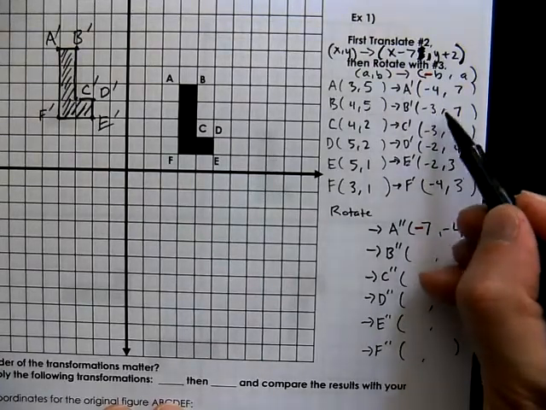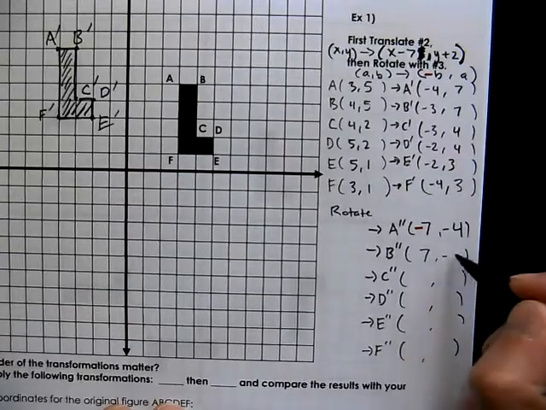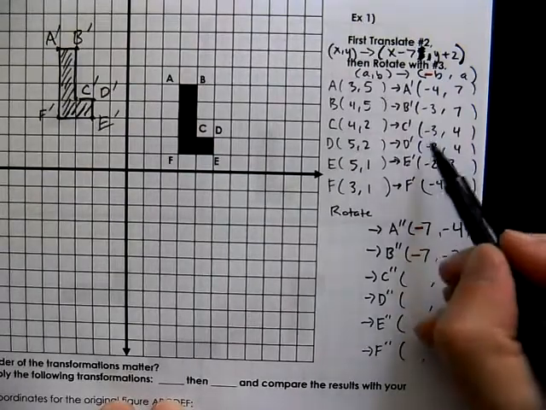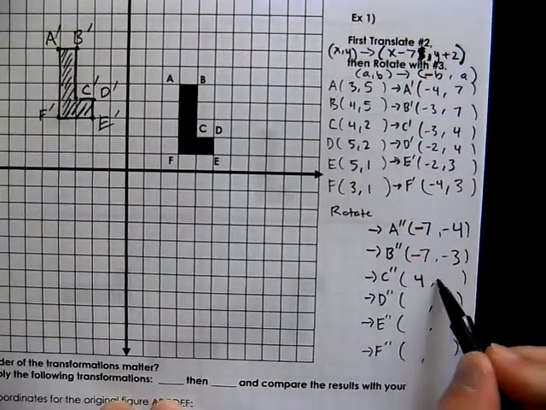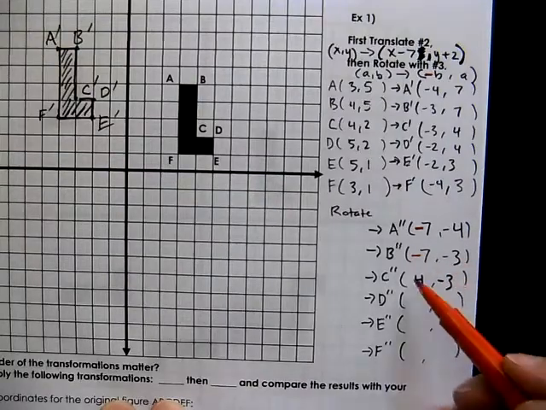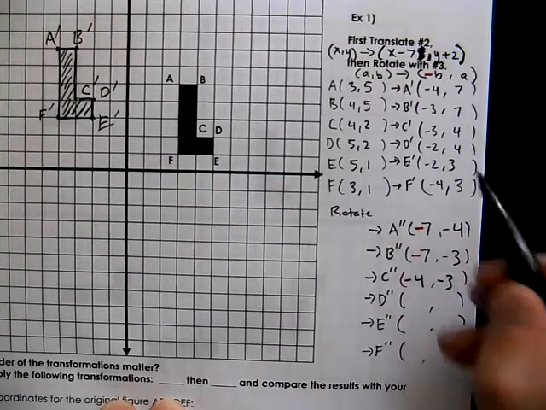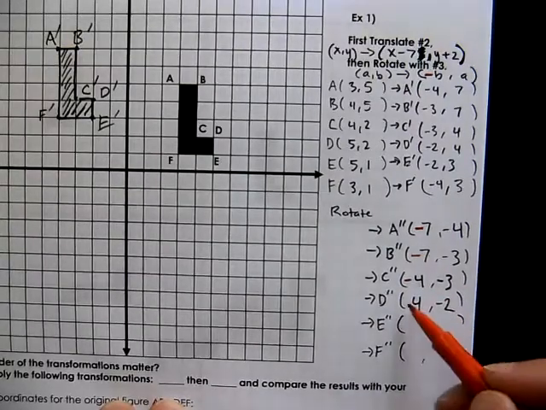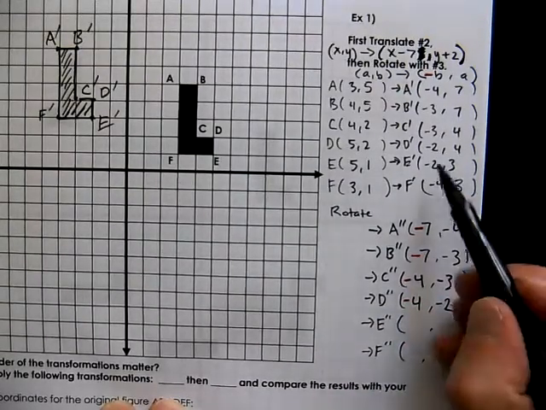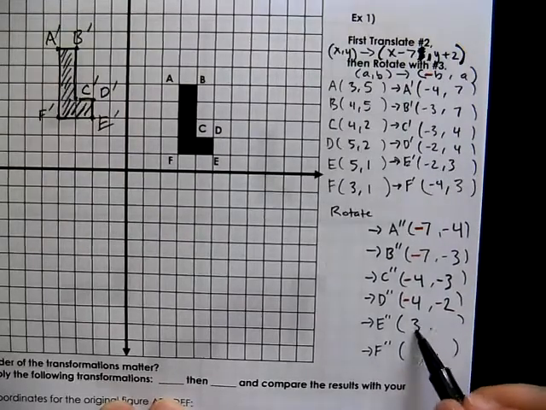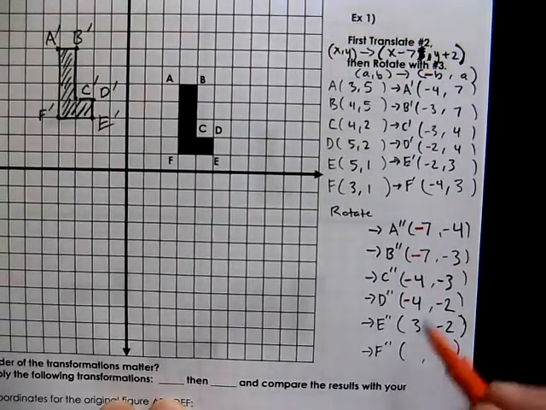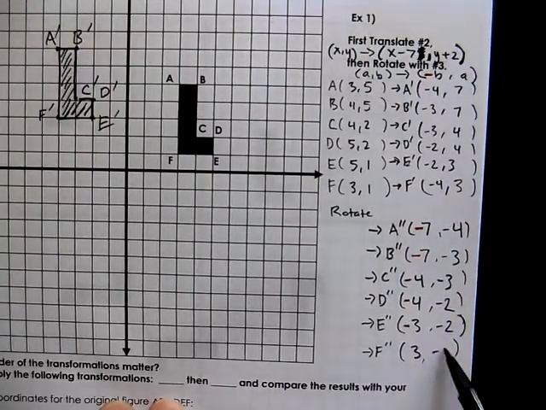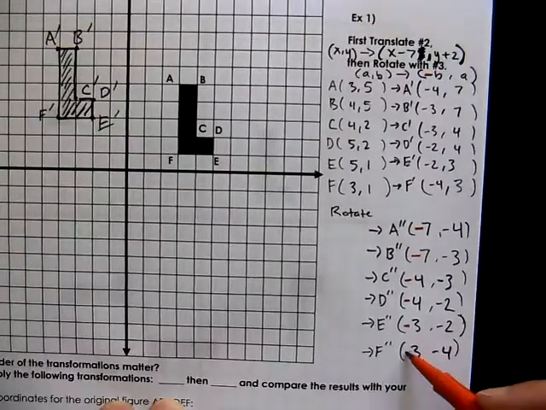Point B is negative 3, 7. So switch those numbers around, change the sign in front. Point C, switch those numbers around, change the sign in front. Point D, negative 2, 4, switch those around, change the sign in front. Point E prime, which is negative 2, 3, switch those numbers around, change the sign in front. Lastly, F prime is at negative 4, 3, we switch those around and change the sign in front.